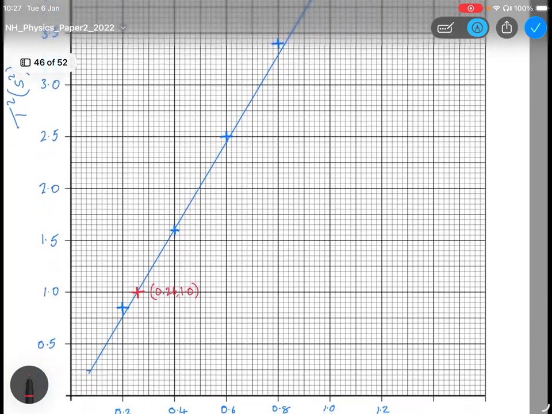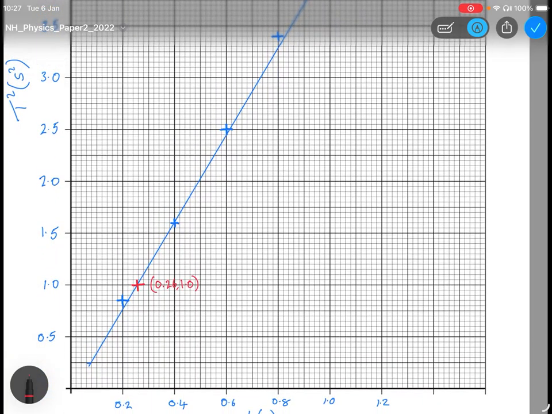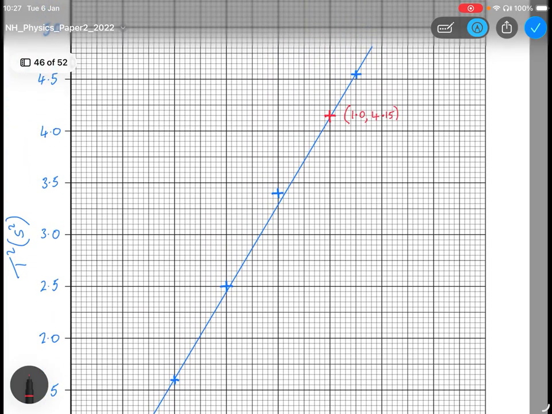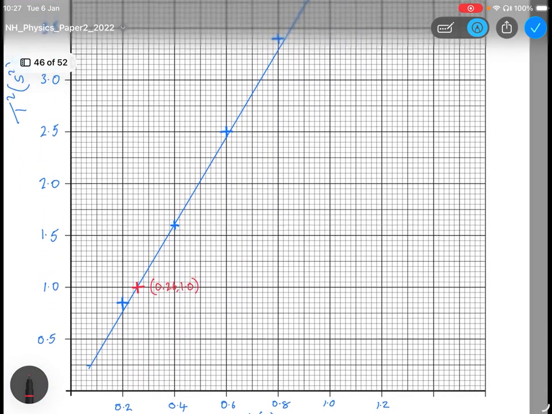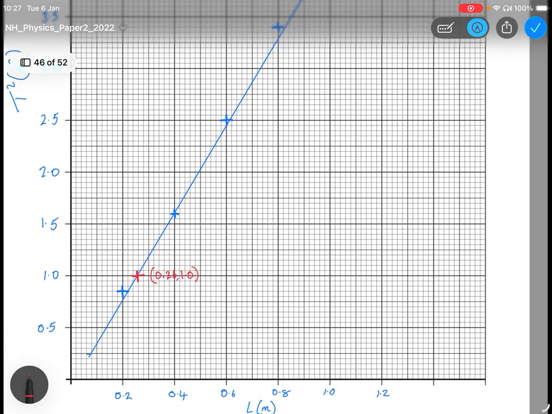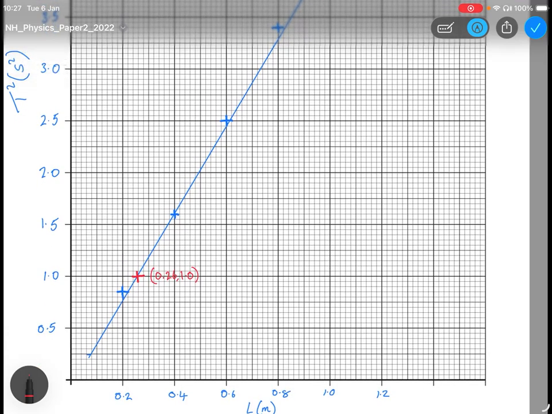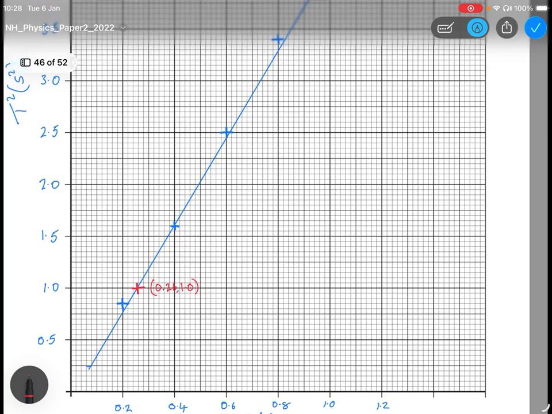You can extend it back if you want. That's okay, you don't have to. And I know in chemistry they say do not extend beyond the limits of your results. But in physics, it can actually be quite good to extend. Do not force it to go through 0. Even though you expect it to go through 0, do not force it to go through 0. This one, to me, looks like it would go through 0.